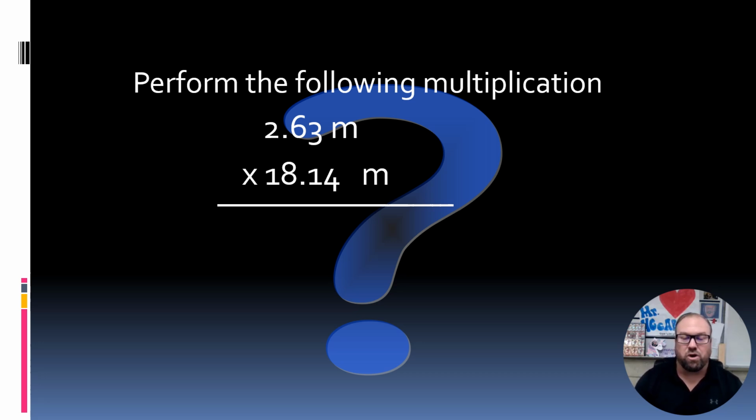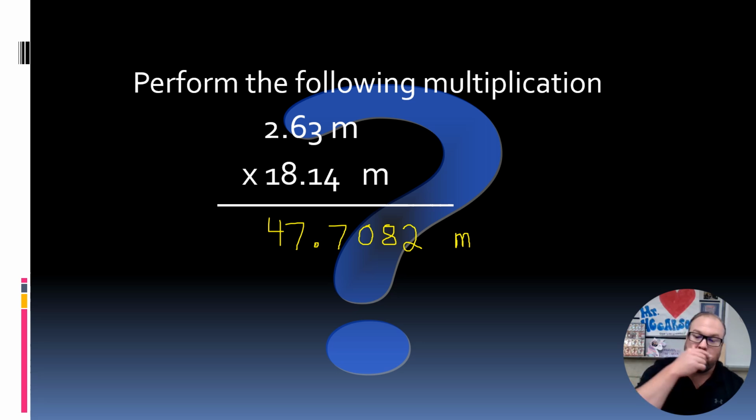So here we're doing multiplication, and it's going to be 2.63 meters multiplied by 18.14 meters. And so when we knock this out in our calculator, what we get is 47.7082. And that would be meters. Thank you for bearing with my terrible writing with my mouse. At some point, maybe I'll get a digital pen to do this. We'll see. You can always hope.